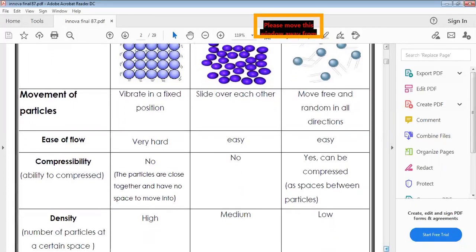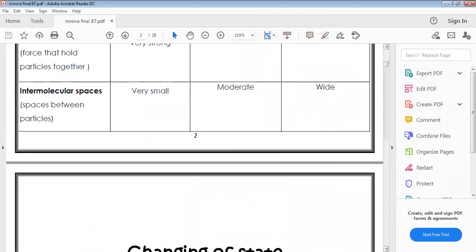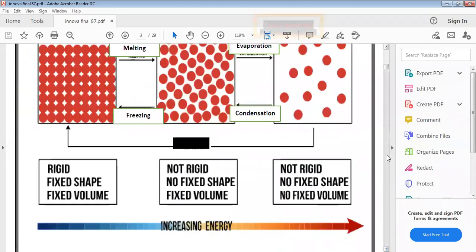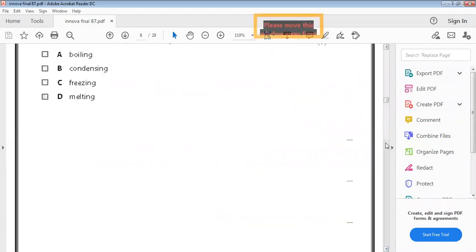Okay, density. The word density, you will not have it as in physics, mass over volume. No, it's the number of particles in a certain place. So which one has a lot of particles in a certain place? Can anyone tell me? We need to talk together. Solid. Solid.